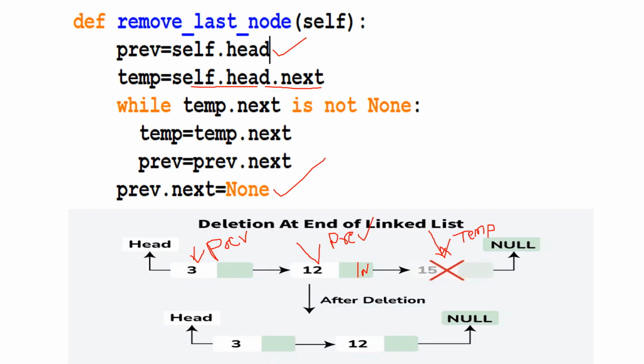Now temp is here, temp is pointing to the last node, previous is the node which is pointing to the previous node of the temp. Now previous next is equivalent to none. So now automatically this link gets disconnected. I hope you understand how to traverse from the starting node to the previous node of the last node. Now after deletion, nodes 3 and 12 are remaining.